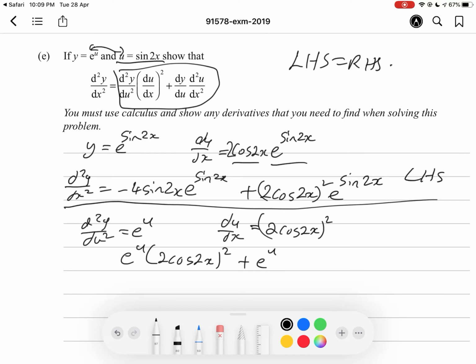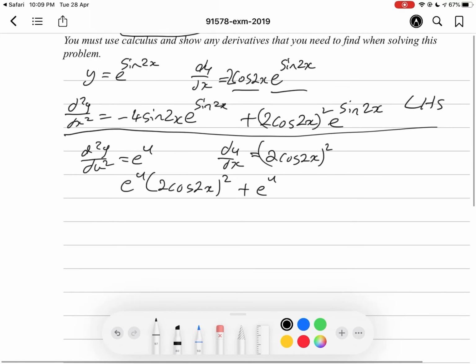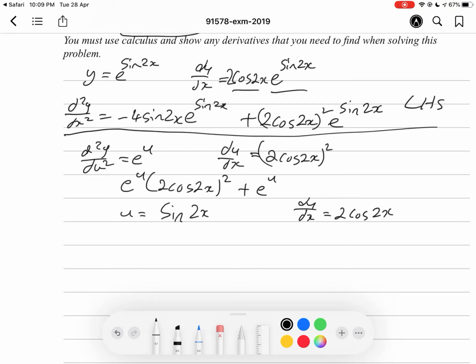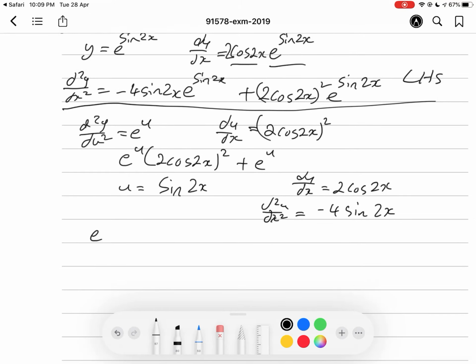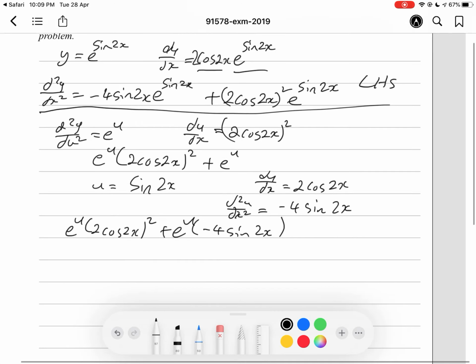And d squared u over dx squared, so the second derivative of sine 2x. So if we look here, sine 2x, so that's u. du over dx, that equals 2 cos 2x, and d squared u over dx squared, that equals negative 4 sine 2x. So all in all, we're going to have e to the power of u, 2 cos 2x squared, plus e to the power of u multiplied by negative 4 sine 2x.